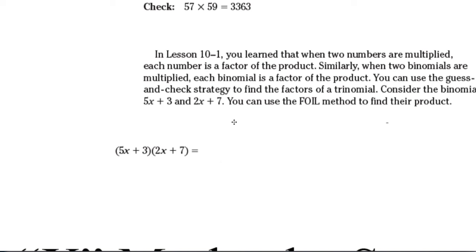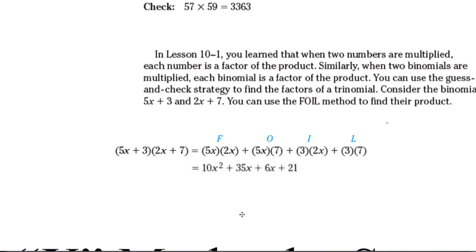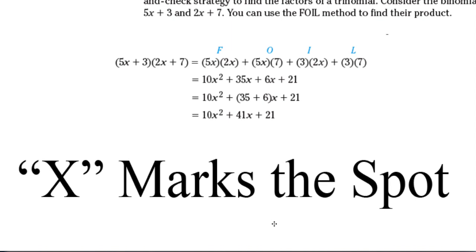You can use the FOIL method to find their product. Using FOIL: first, outer, inner, last. First, 5x times 2x, and then outer, 5x times 7, inner, 2x times 3, and then last would be 3 times 7. You end up with 10x squared plus 35x plus 6x plus 21. Then you combine like terms, and you end up with 10x squared plus 41x plus 21.